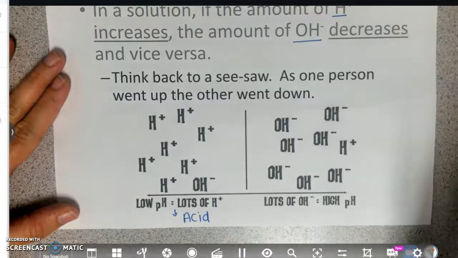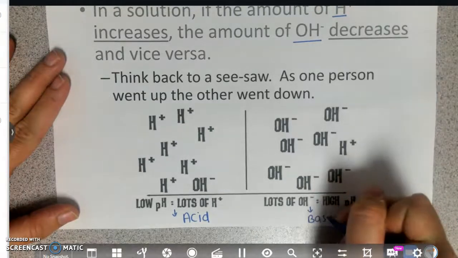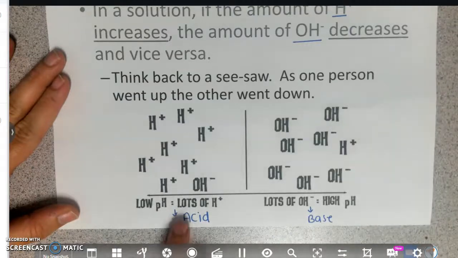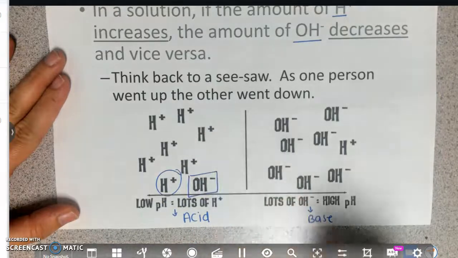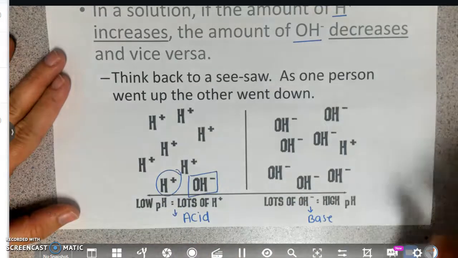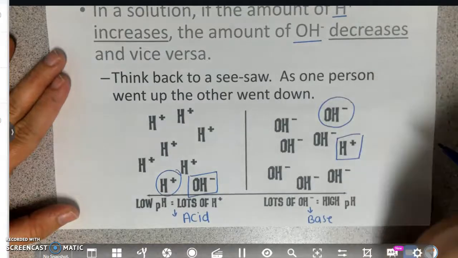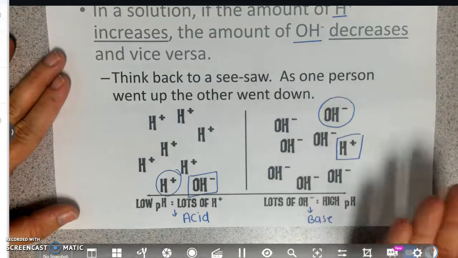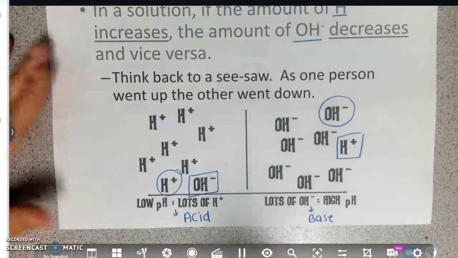If something has a lot of OH, that means it's a base, and it will have a high pH, or greater than 7. And so things that are acids, they have a lot of H, and they do still have some OH, just not a lot. Things that are bases have mainly OH and just a little H. So they are related to one another. If H goes up, OH goes down.